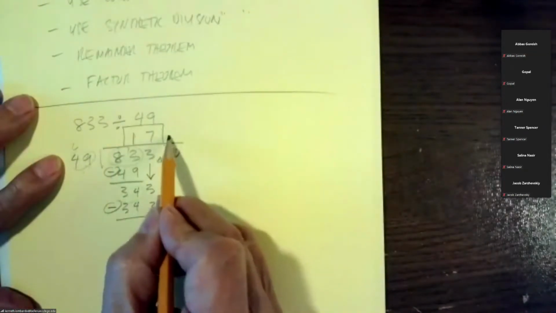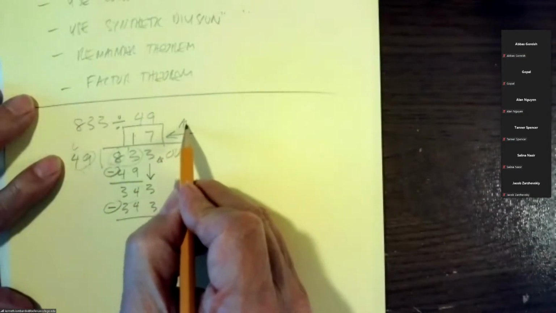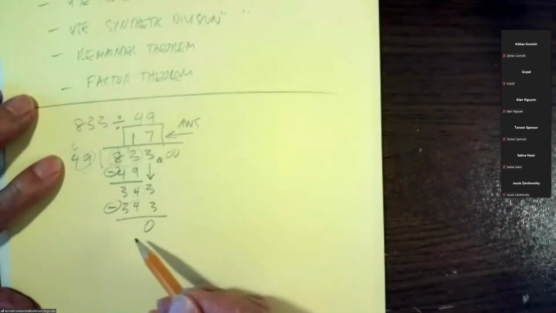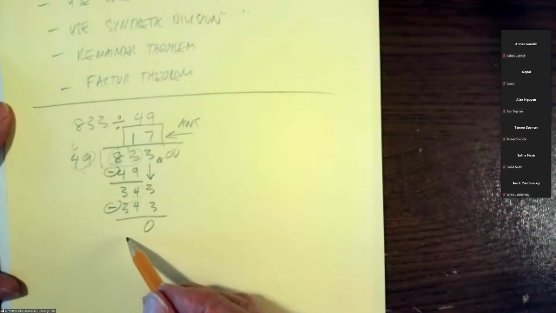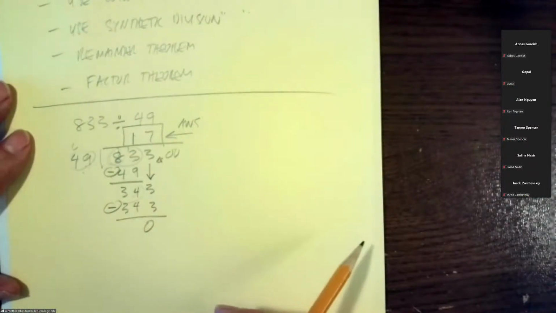So our answer is 17. So that's the long division process, in case it's been a number of years since you've done it. That's how we do it.